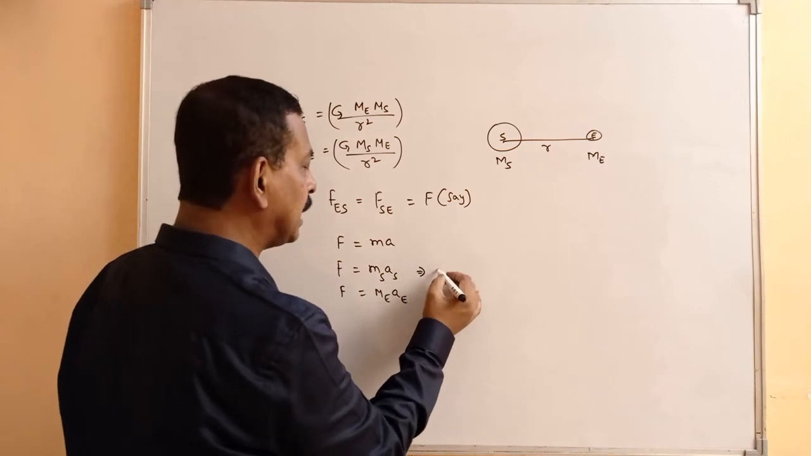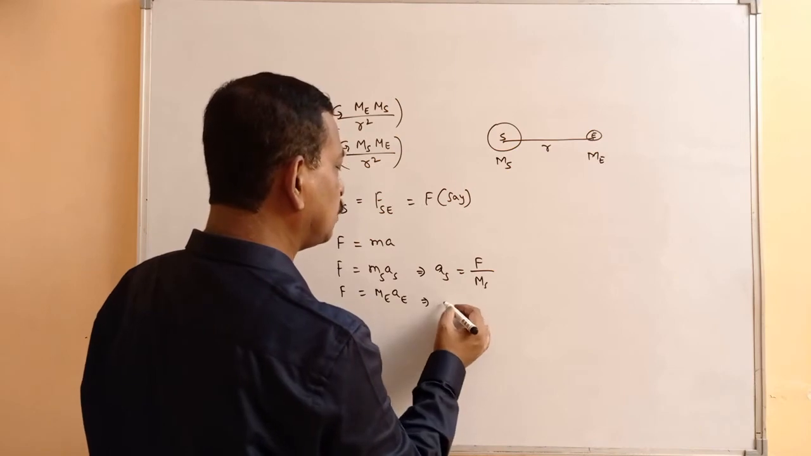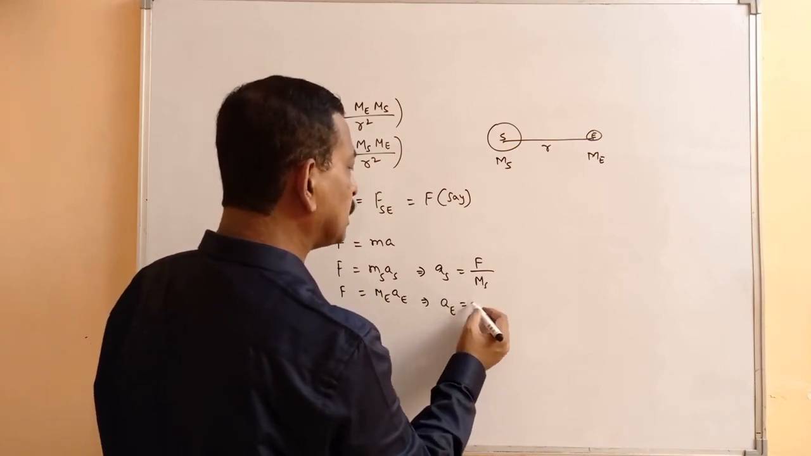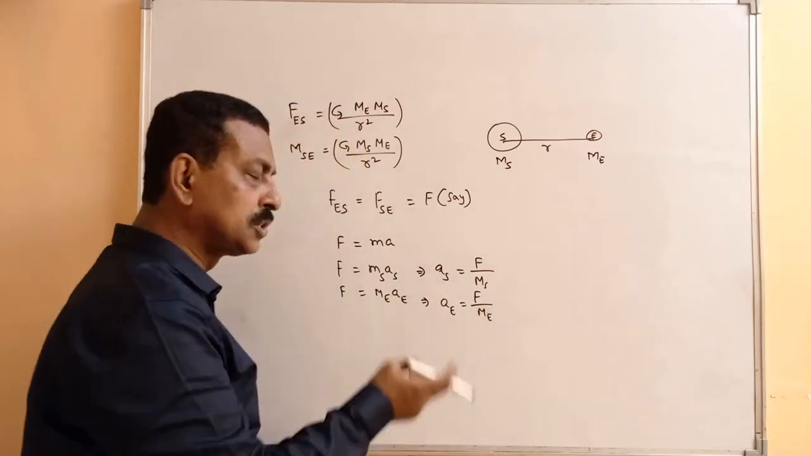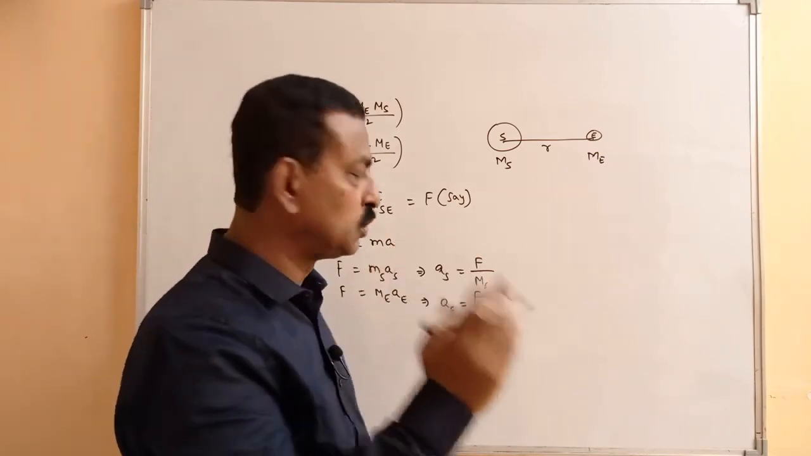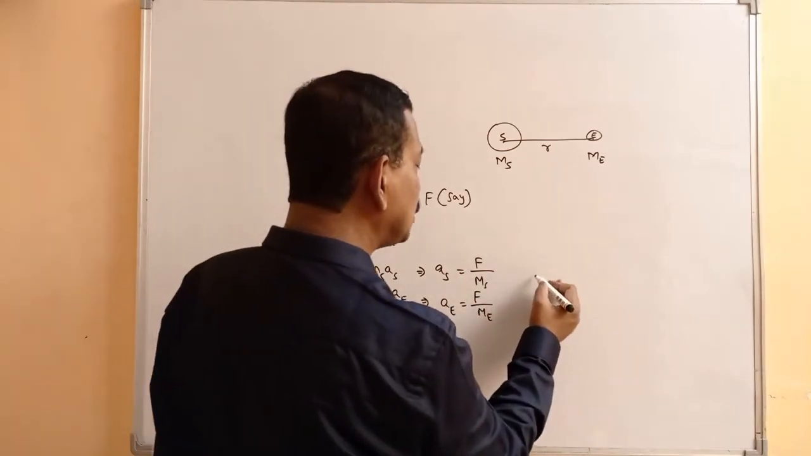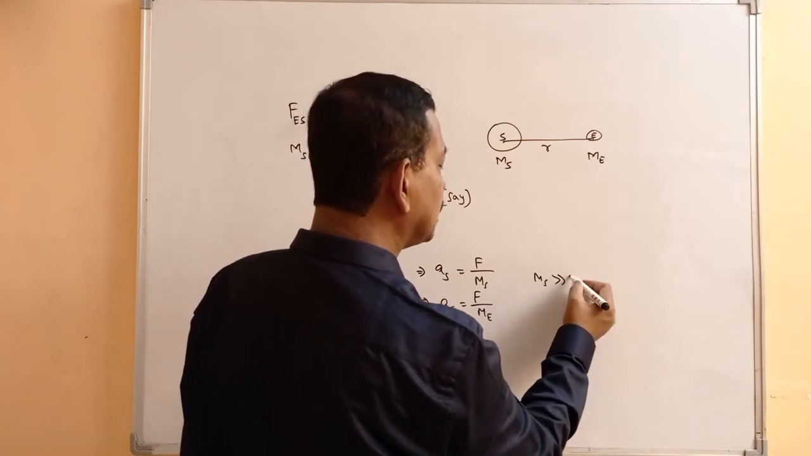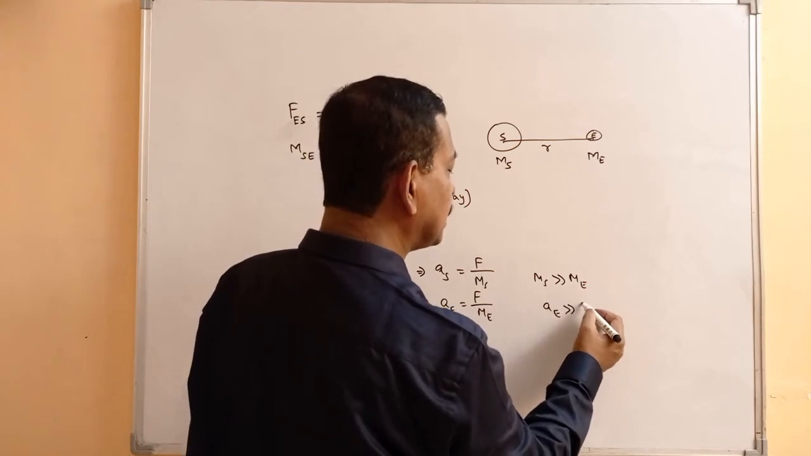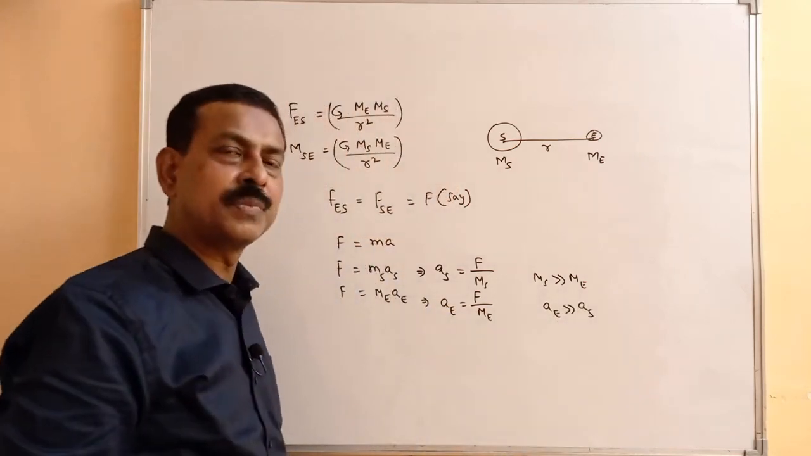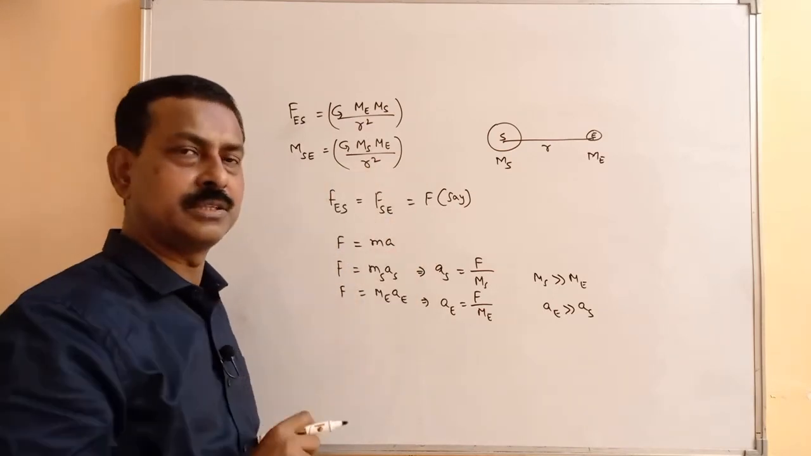Now you can see that the acceleration of the Sun is F by m_s, and the acceleration of Earth will be force divided by mass of Earth. Since the mass of Earth is very small, the acceleration of Earth will be very large. We know that the mass of Sun is very large as compared to the mass of Earth. Therefore, the acceleration of the Earth will be very large as compared to the acceleration of the Sun, and that is why the Earth is revolving around the Sun and not the Sun around the Earth.